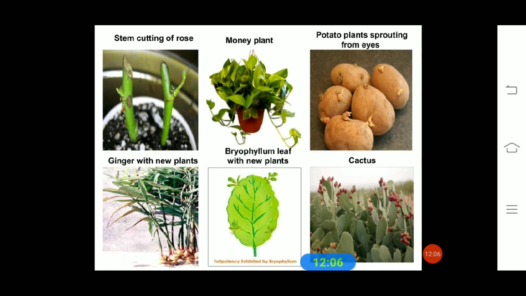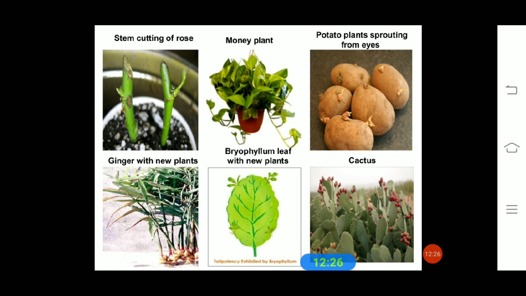Budding. Here are also some examples, students. From a stem cutting of a rose, we can get a new plant. And also the money plant. Potato plants have sprouts from the eyes, so from this also we get a new plant. And also ginger, with the roots we can get new plants.